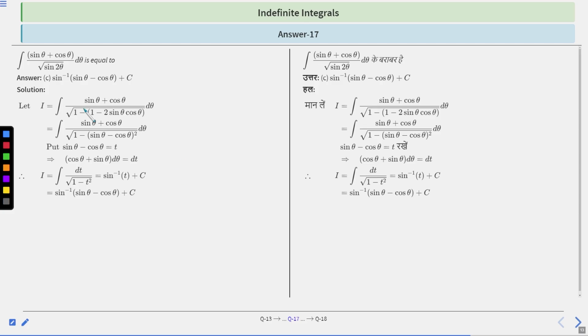Now you can easily put sin theta minus cos theta equal to t, therefore (cos theta plus sin theta) d theta is equal to dt. Now you can easily break this in terms of t, which will come as an integrable form. Therefore I is equal to the integration of dt upon root over 1 minus t square, and we know that this is basically sin inverse t plus c. Therefore I is equal to sin inverse (sin theta minus cos theta) plus c.